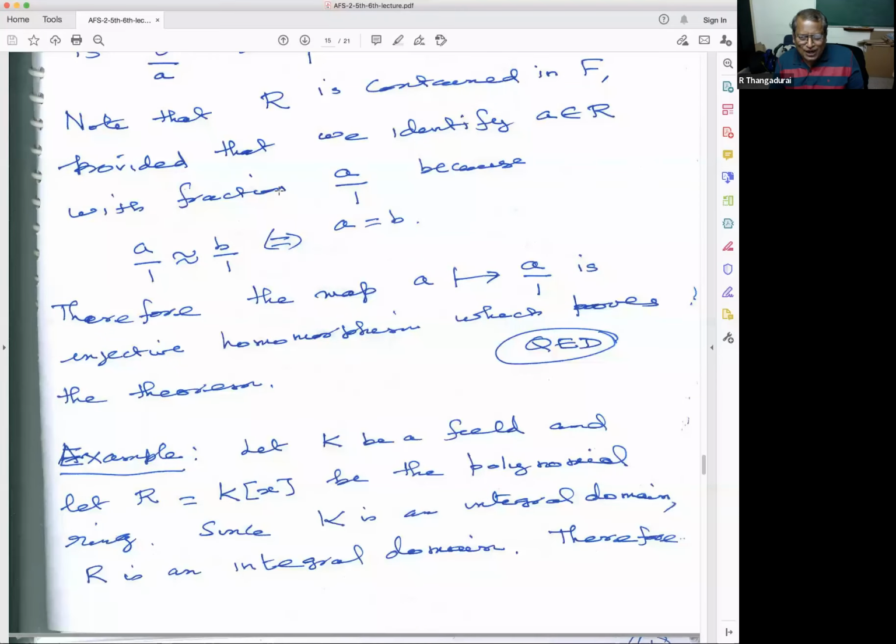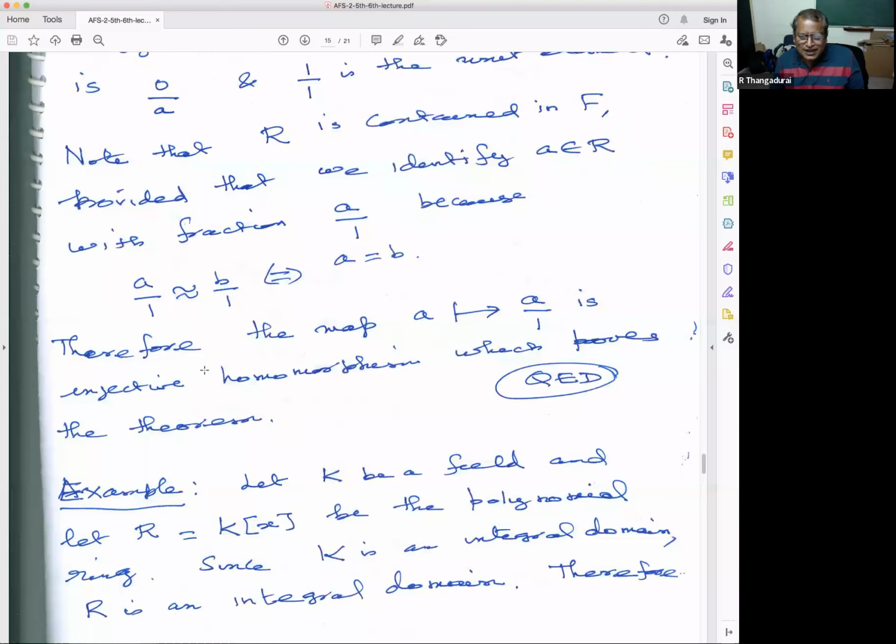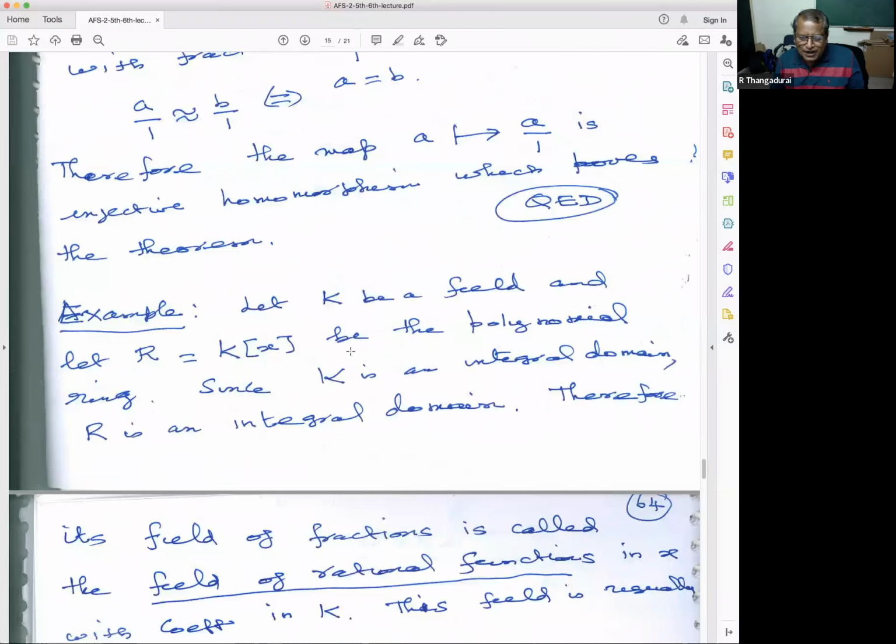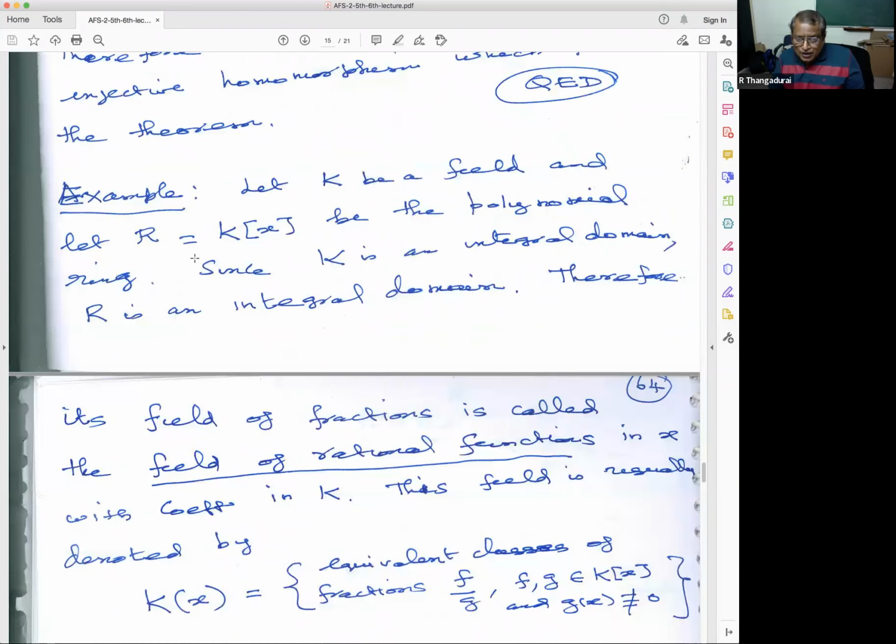Only one example. K is a field, and R is like K[X], the polynomial ring. Since K is a field, it's an integral domain. Therefore, R is an integral domain, which means K[X] is an integral domain. Now we are looking at the fraction field of K[X]. What will that fraction field look like? It's fractions from the ring R.